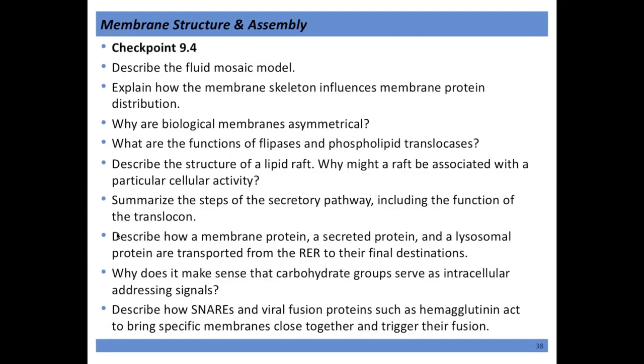We didn't talk about how it makes sense that carbohydrate groups serve as intercellular addressing signals, so don't worry about that. And in general, describe how SNARE works. Why do we need these proteins to help mediate fusion of vesicles or membranes with other membranes? And that should be it for this chapter, and we'll move on to chapter 10.